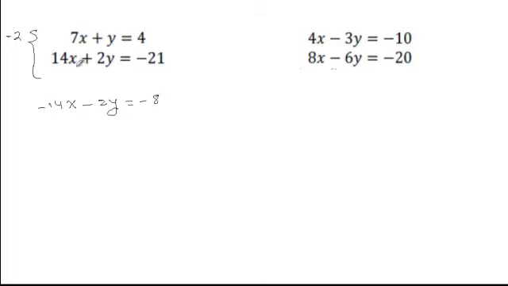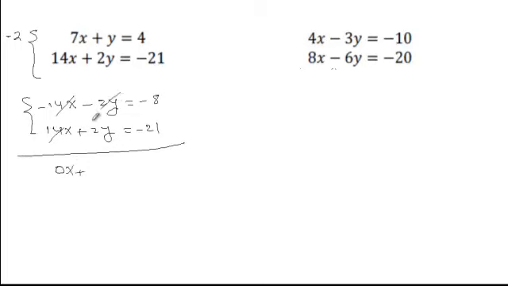So what do we have here? We have 14x + 2y = -21. Now if you look, we can eliminate. Let's add them. When you add them, you get 0x. When you add here you get 0y also, equals minus 8 minus 21, which is minus 29. So if you look at the left side of the equation and add them all together, you get 0 = -29.